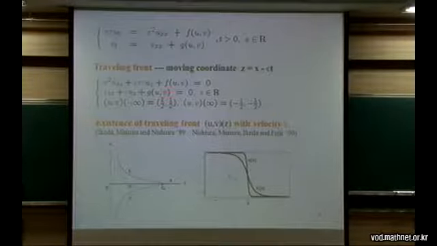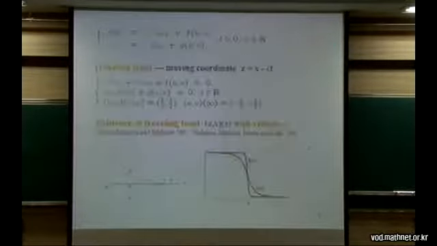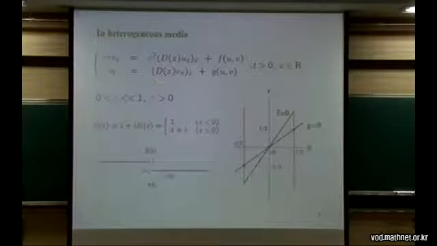Okay, so next we introduce heterogeneity in our system. Say we introduce this diffusivity d of x like this. Simply, d of x is a step-like function, say 1 plus lambda times the Heaviside function.